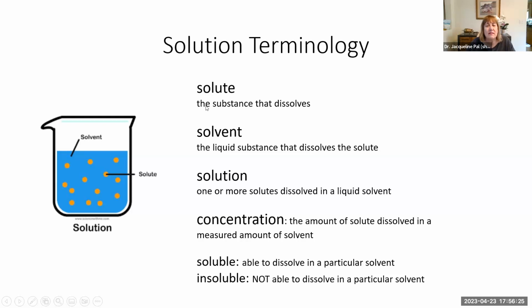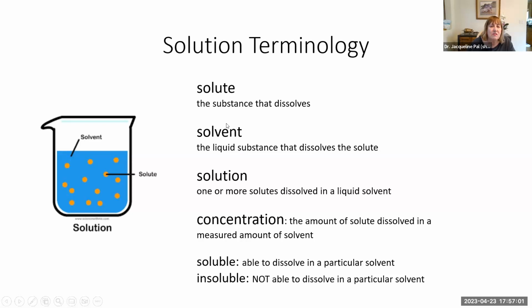The solute is the substance that is dissolving. So whether it's sugar or it's Tang, or whatever it is you are putting into the liquid, that is the solute. And the solvent is the liquid. In this case, we're talking about water, but it could be milk, it could be gasoline, it could be whatever liquid we're talking about. And when the solute dissolves in the solvent, that forms a solution. So if it's sugar in water, that would give us a sugar solution.